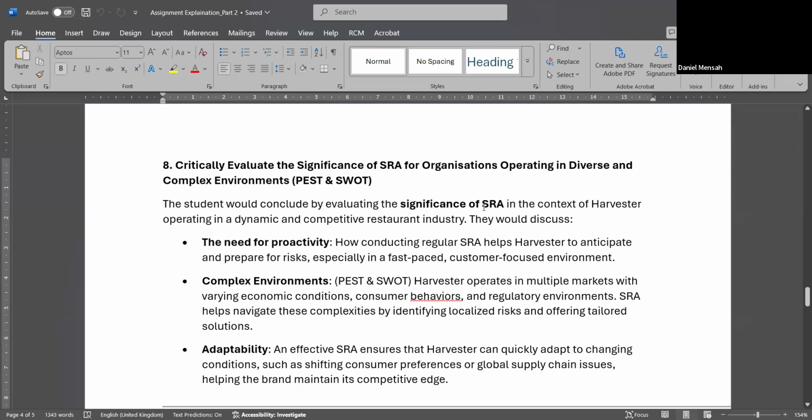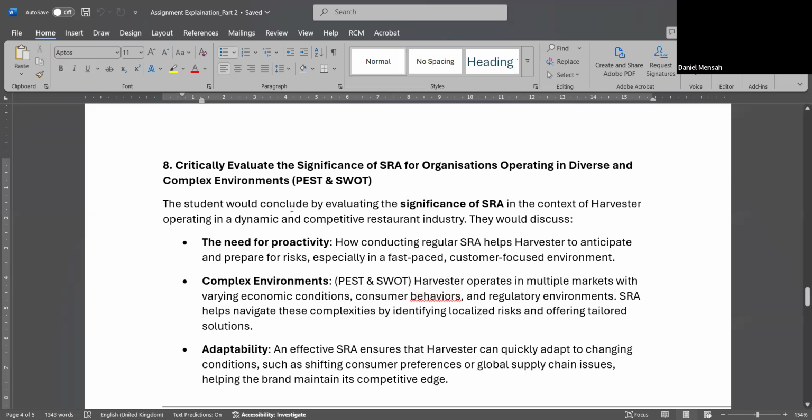Yeah, you will be evaluating the significance of SR in the context of your given organization in a dynamic and competitive restaurant industry. This is, I think, a global chain organization, and you can tell that it is working in a competitive environment. So it is working globally, and there are diverse dynamics. There is a complex environment because in different countries and different places, it is facing different kinds of environment.